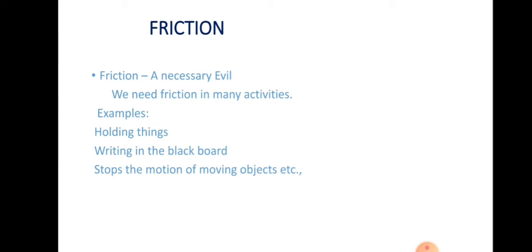Okay, first, we need friction in many activities. First one, for example, holding things. Imagine that you are holding an earthen pot and a glass tumbler, a tumbler made of glass. We will take more care for holding the glass tumbler. And suppose the outer surface of the glass is wet, or the outer surface of the glass is applied with oil, grease, something.